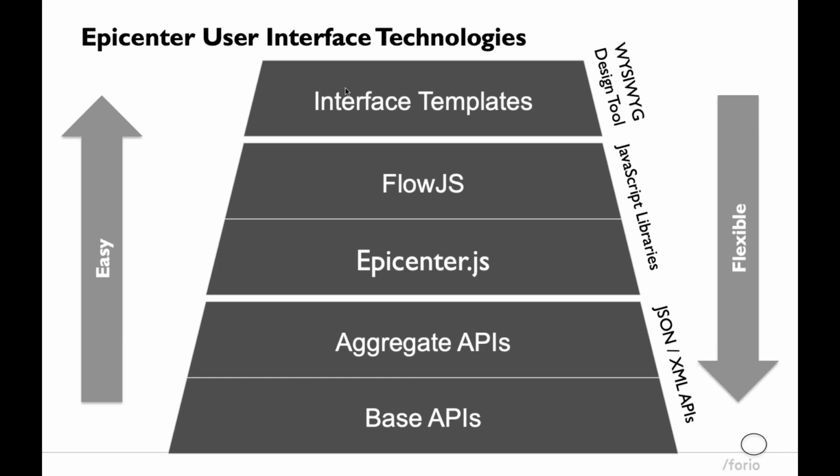You can go below that level to Flow.js, which is kind of an HTML markup language. So if you know a little HTML and you want to do more custom work, you can use Flow.js for that. Below that is Epicenter.js. This is typically used by professional web developers who are familiar with frameworks and libraries that work in JavaScript, like React or other JavaScript frameworks that are out there. And then you can even go below that to the aggregate APIs and base APIs that Epicenter provides, which are often used for integration with different types of platforms that are outside of HTML, for example.